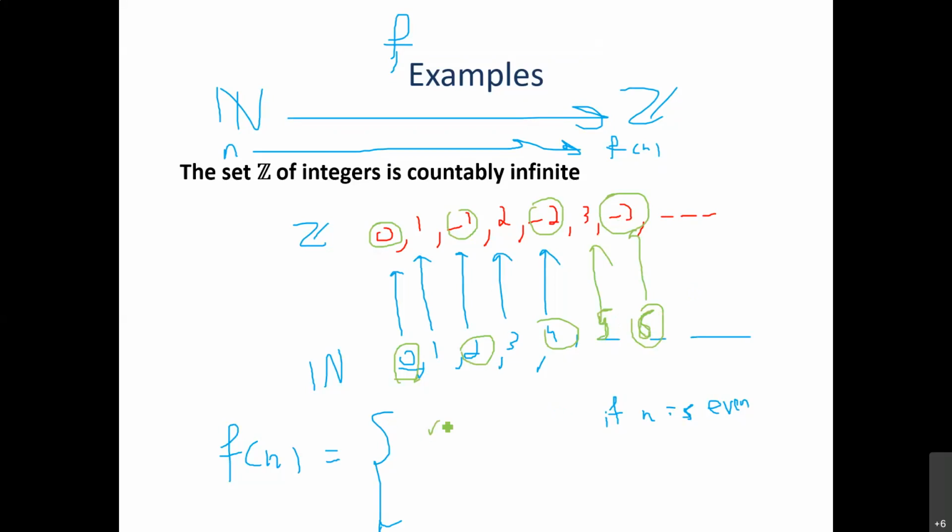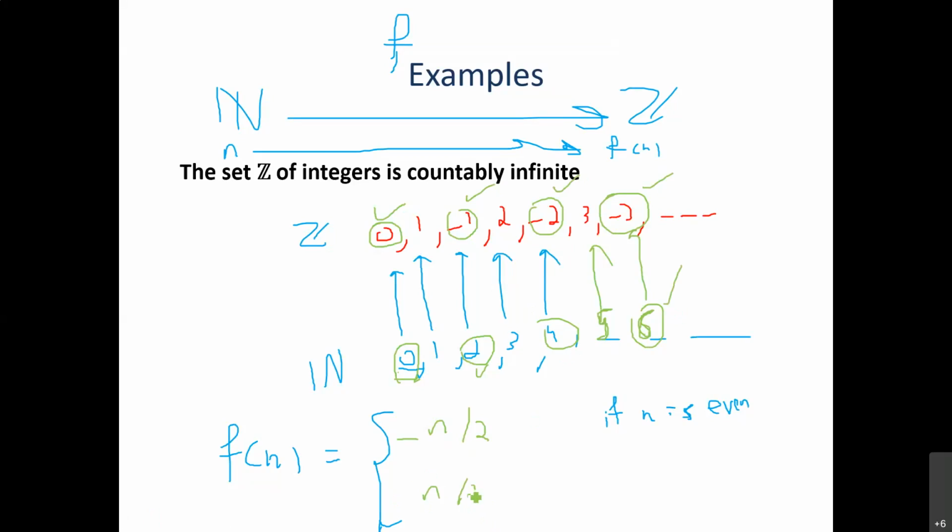So if I say n over 2 minus, is this enough? Let's see. When n is 0, f of 0 is just 0 divided by 2, I get 0. When n is 2, minus 2 over 2, I get -1. When n is 4, minus 4 over 2, I get -2. So yeah, it seems like the even works. What about the odd? It's just n over 2.